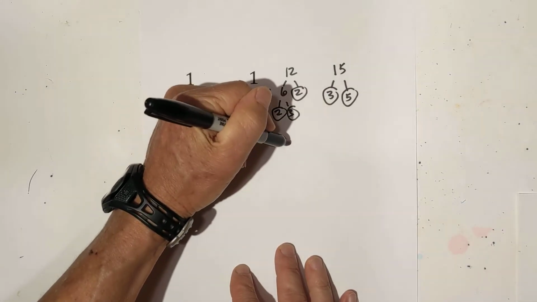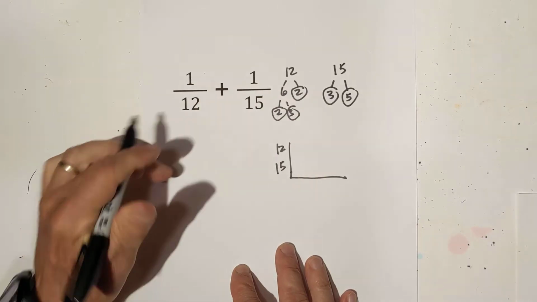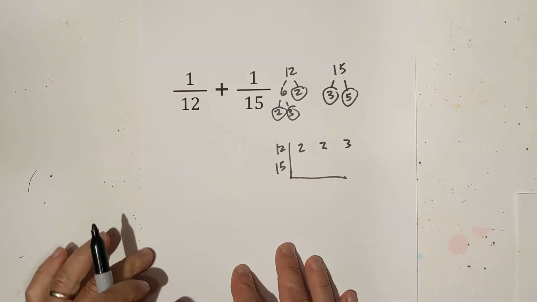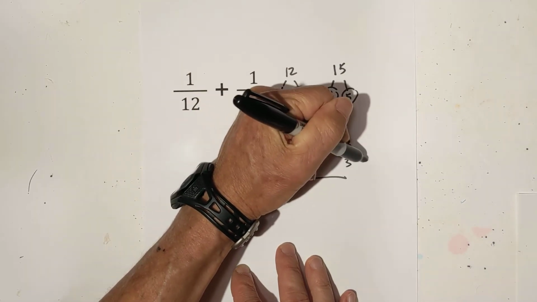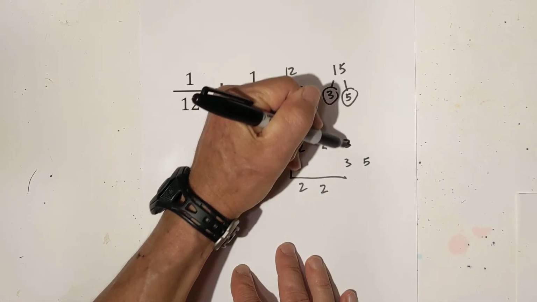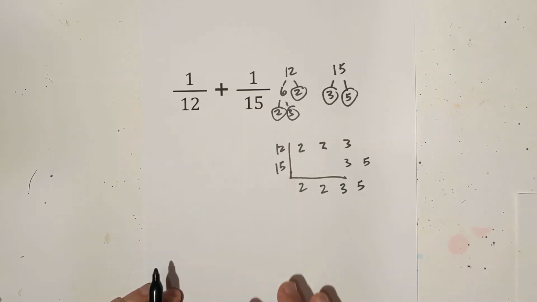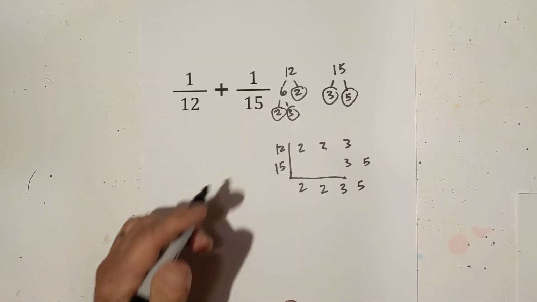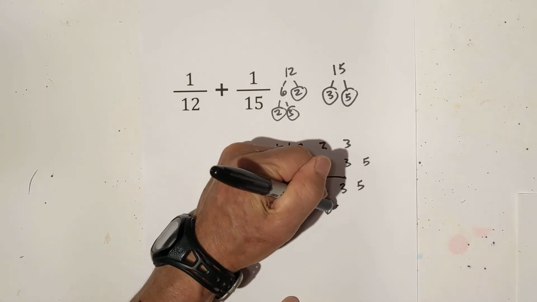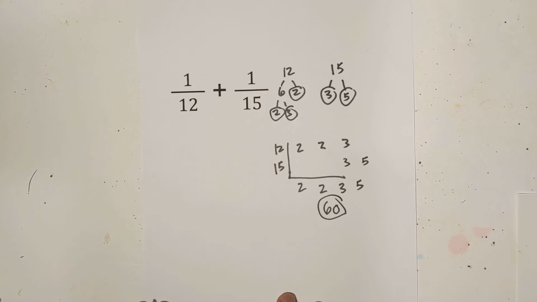I'm now going to create my little chart just to help keep things organized. We have 2, 2, and 3, and then we have a 3 and a 5. Remember my rule, if you have 1, bring down the number. If you have 2 in the column, just bring down 1. So then we have 2, 2, 3, and 5. When you multiply these together, it's 4, 12. 12 times 5 is 60. So your lowest common denominator is 60.